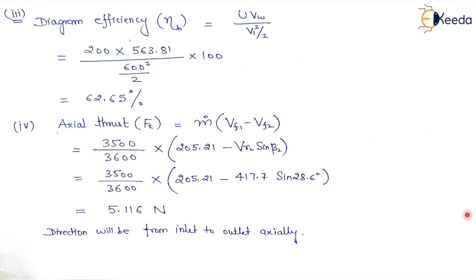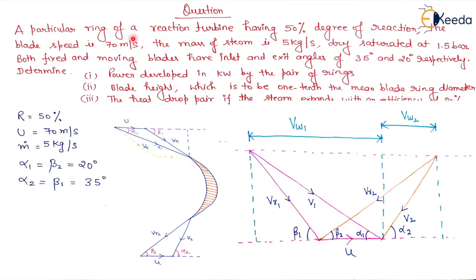Okay, so friends, this is the question of simple impulse turbine. Now let's see one question based on the reaction turbine. Let's see the question based on the 50% reaction turbine or Parsons turbine. A particular ring of a reaction turbine having 50% degree of reaction. The blade speed is 70 meter per second. U is given 70 meter per second. The mass of steam is 5 kg per second. Mass flow rate of steam is given. And dry saturated at 1.5 bar. The condition is given, the steam is dry saturated steam at a pressure of 1.5 bar.